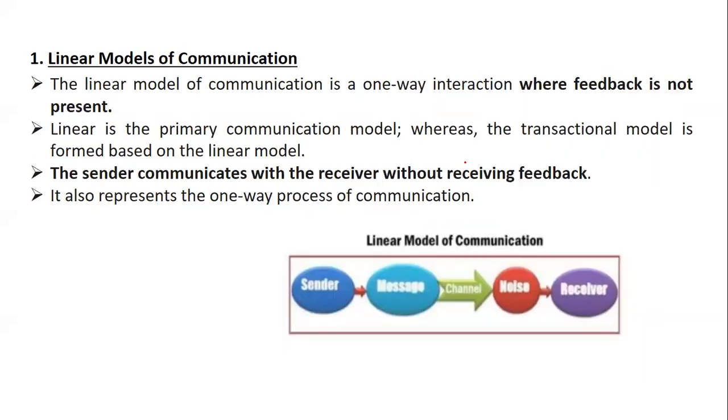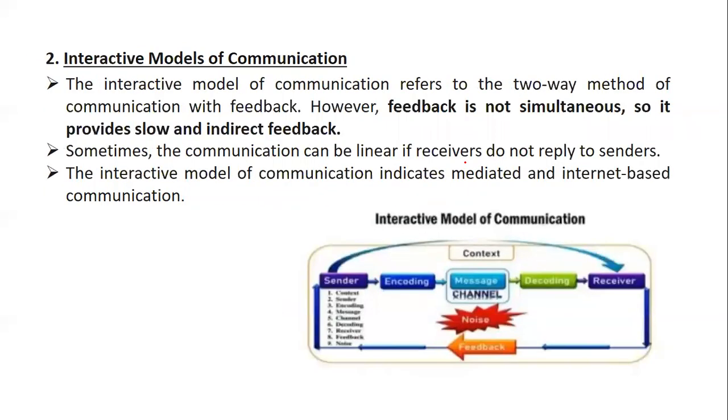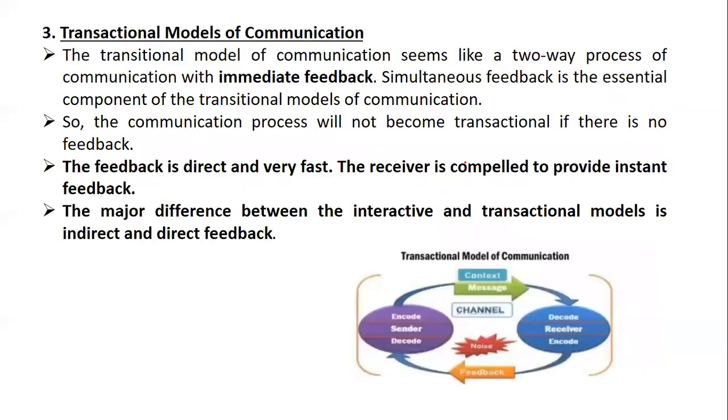Second is the interactive model, which we have learned over here. Interactive is two-way communication. Feedback is not simultaneous. It can be slow or indirect. Sometimes the communication can be linear if receivers do not reply to the sender. So the interactive model indicates mediated or internet-based communication. And last one we have is transactional. I have highlighted the important points where it is two-way with immediate feedback. The feedback is direct and very fast. The receiver is compelled to provide instant feedback. The major difference between interactive and transactional is indirect feedback versus direct feedback.